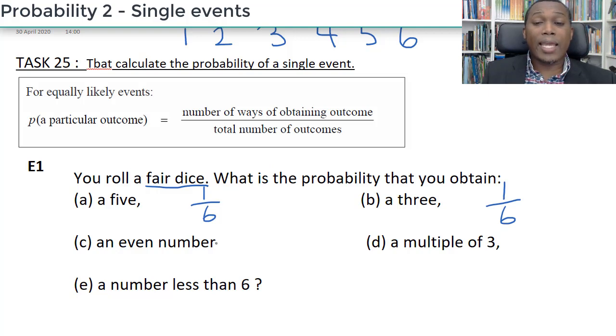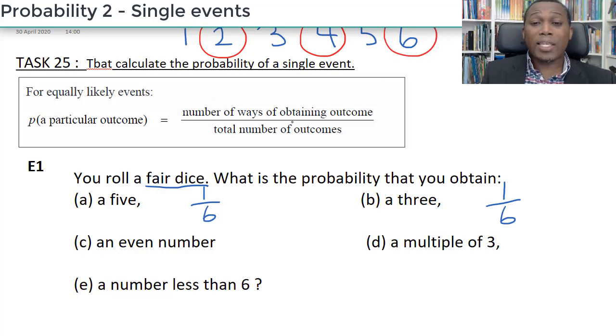Now it comes into this idea of an even number. What's the chance of getting an even number? And we need to remember, what are even numbers? Even numbers are the numbers in the 2 times table. So in this particular case, I could circle, I'll highlight it. The numbers in the 2 times table are 2, 4, and 6.